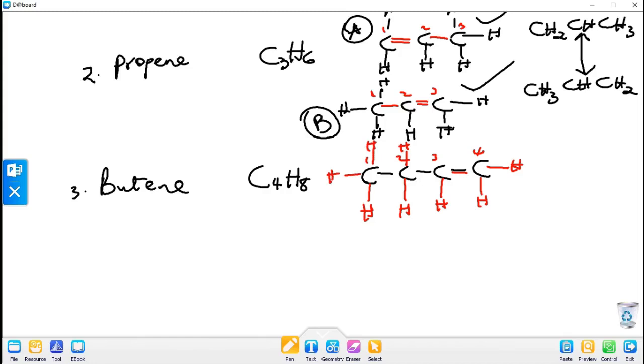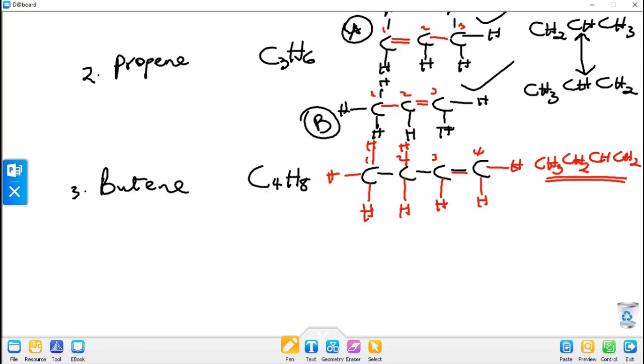So the condensed formula will be CH3, CH2, CH, and CH2. This is the condensed formula for butene.